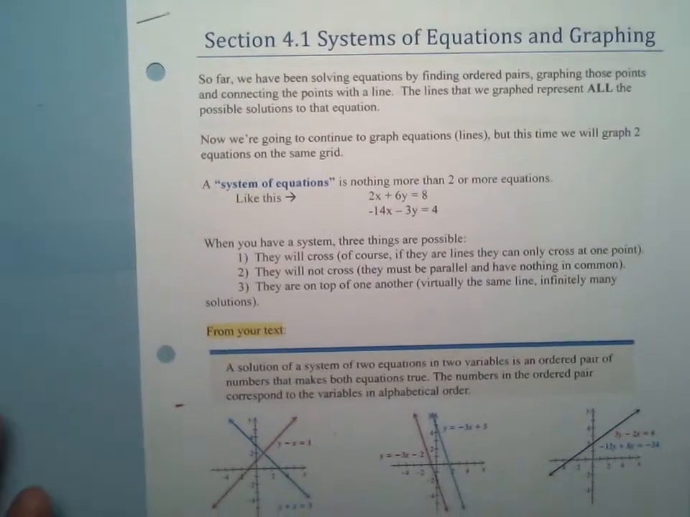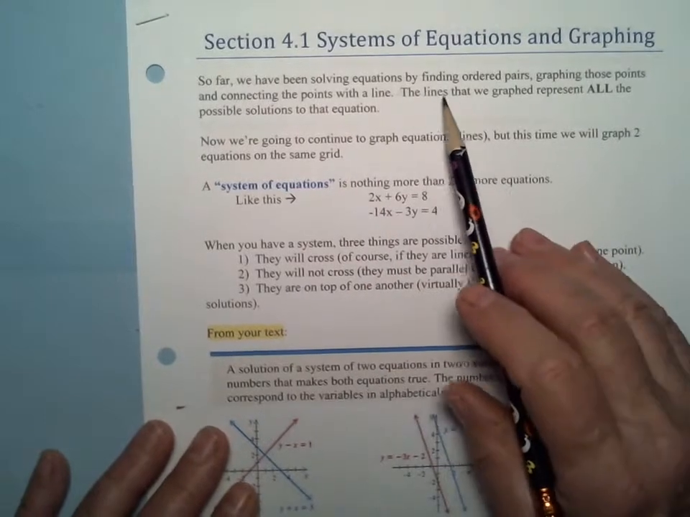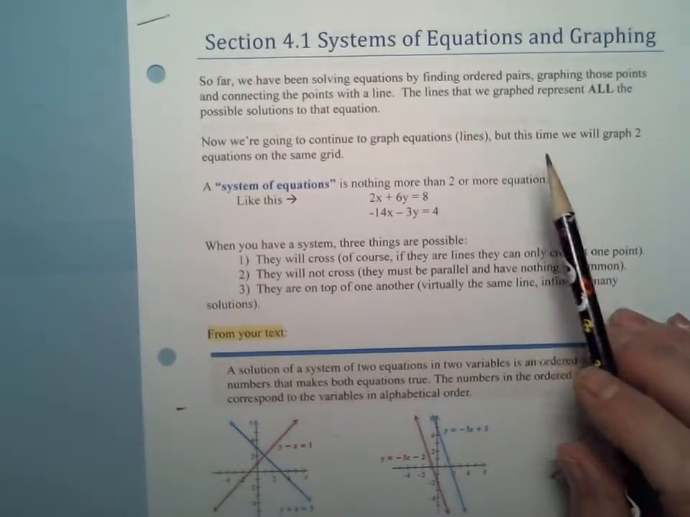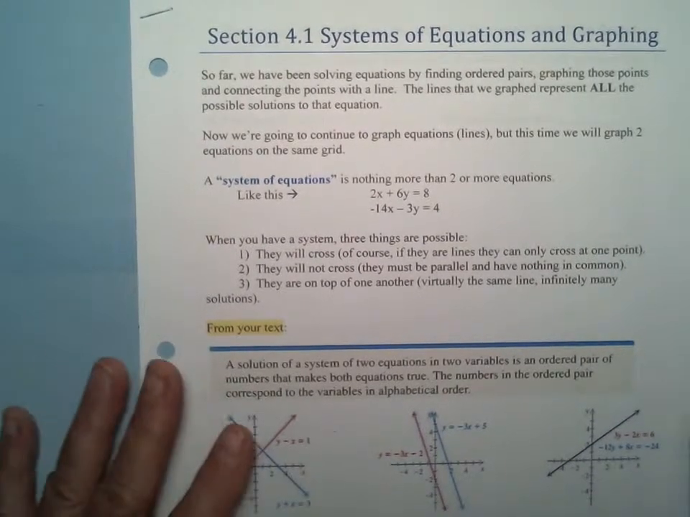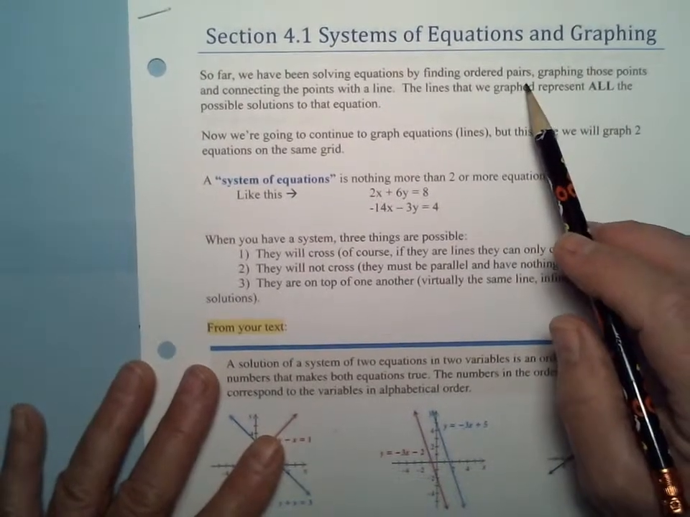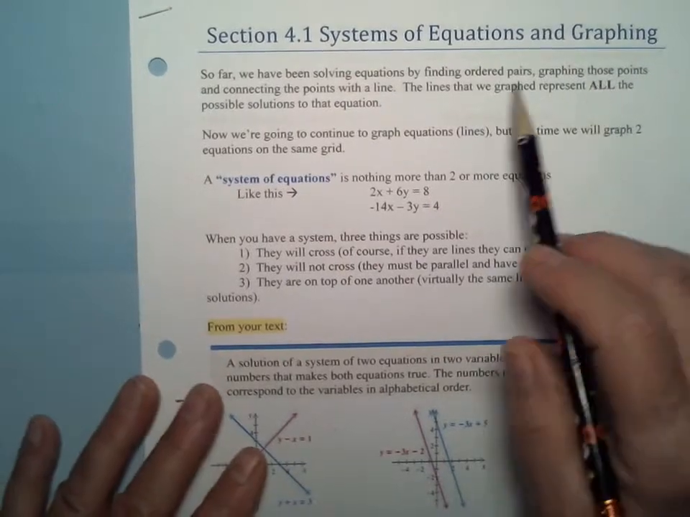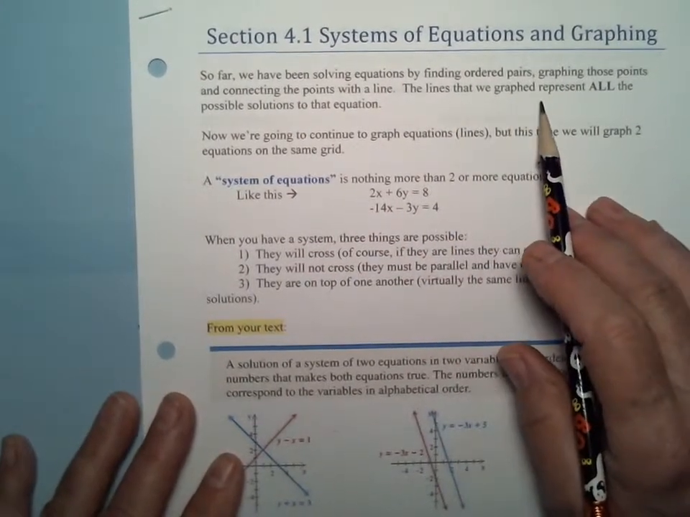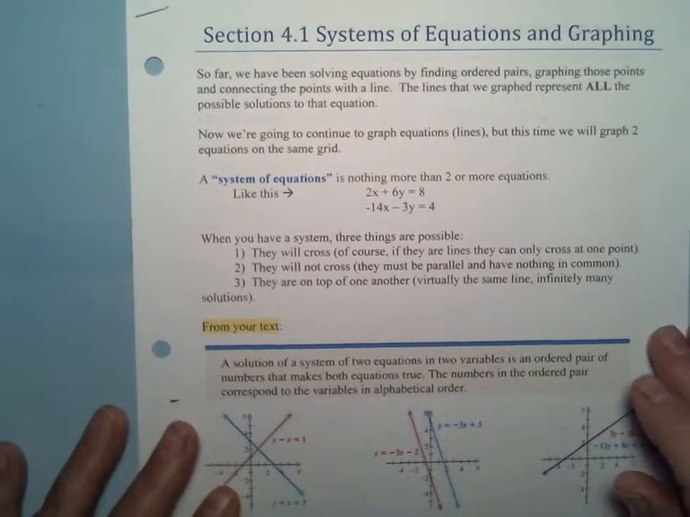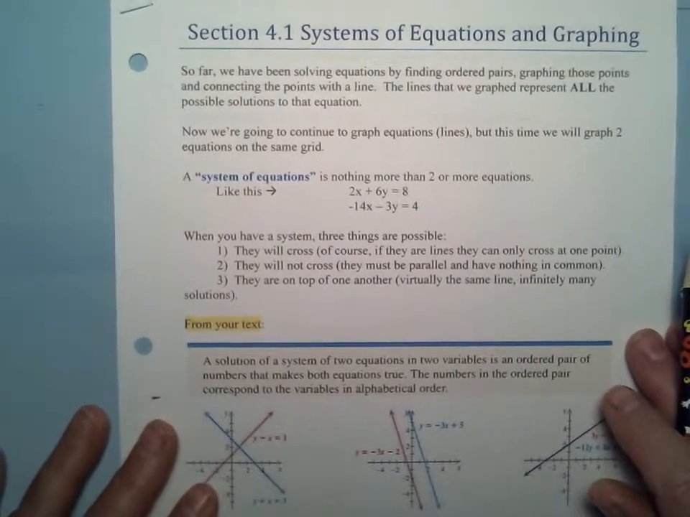So far in this class, we've been solving equations by finding ordered pairs, like when we would set up a table and plug in some points and kick out some ordered pairs. And then we would take those ordered pairs and graph all those points, connect them up, and hopefully we got a line. The lines that we graphed represented all of the possible solutions for that equation.